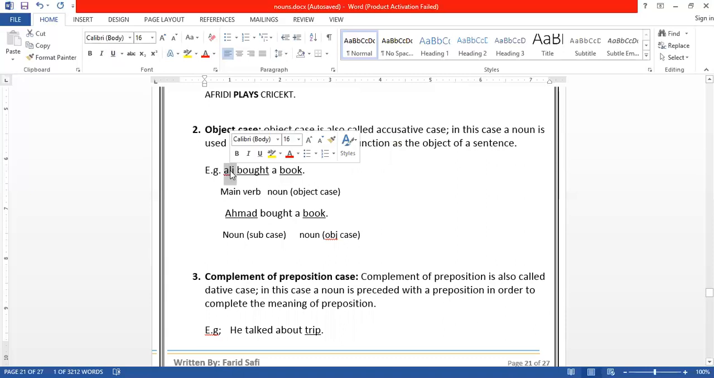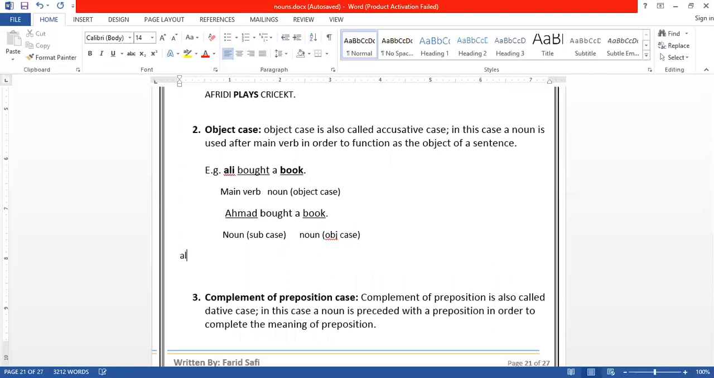So the function of Ali in this case, because it comes before the main verb, will be subjective case, subject case of a noun. And book comes after the main verb, and it functions as what? It functions as an object of a sentence. So this is an object, and this noun is called what? We call it an objective case of noun. Ali is subject, so we call it subjective case of noun. For example, Ahmad bought a book. The same case. So Ahmad is subject, book is the object.